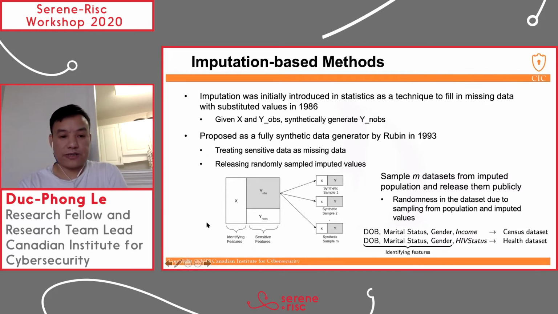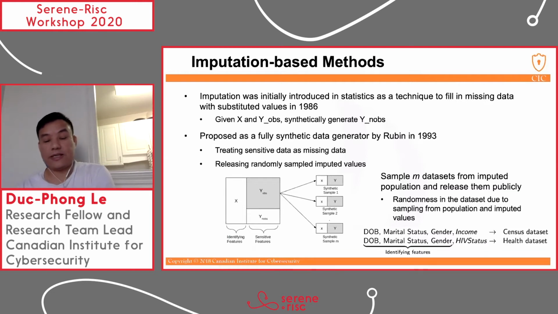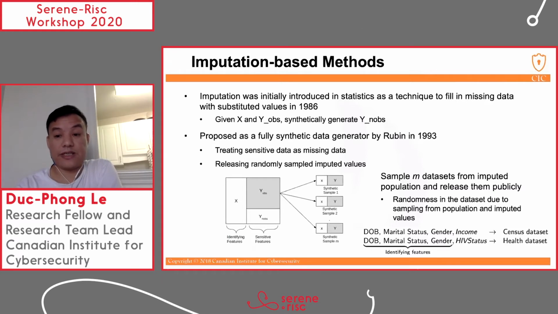So, with this method, we sample M data sets from the imputed population. This gives the maximal randomness in the data set due to sampling from the population and sampling from the imputed values.